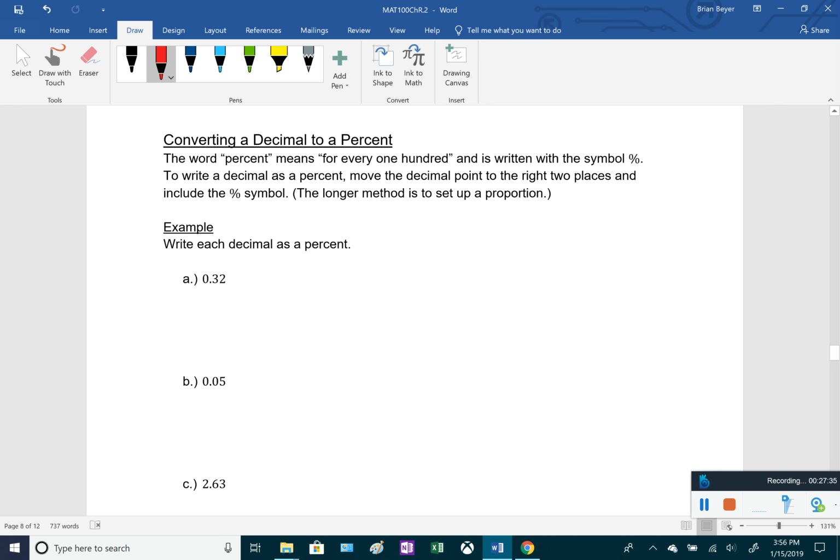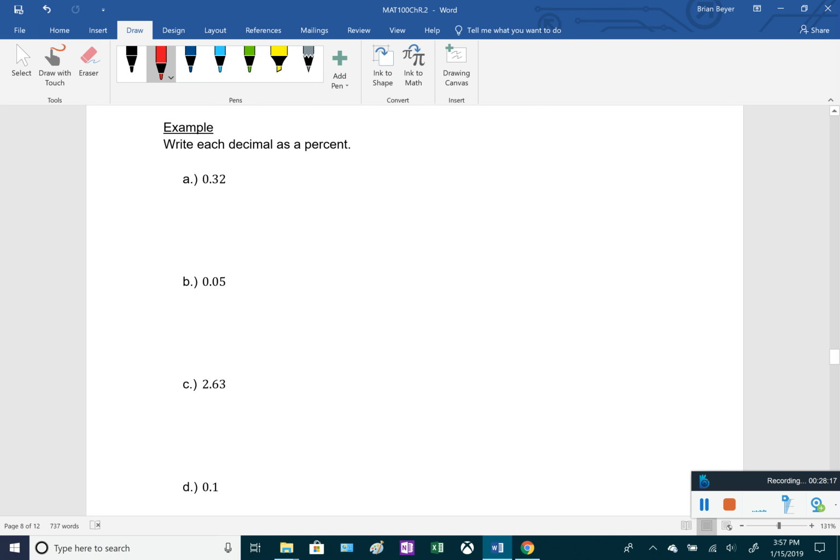Okay, next thing, we're going to be converting a decimal to a percent. The word percent literally means for every 100. Per means for every. Cent, like century, means 100. So for every 100. And it's written with the percent symbol, which I'm sure we all know. So to write a decimal as a percent, we move the decimal point to the right 2 places and then include the percent symbol. The longer method, which we'll see later, is setting up a proportion. So we move it 2 places because 100 has 2 zeros.